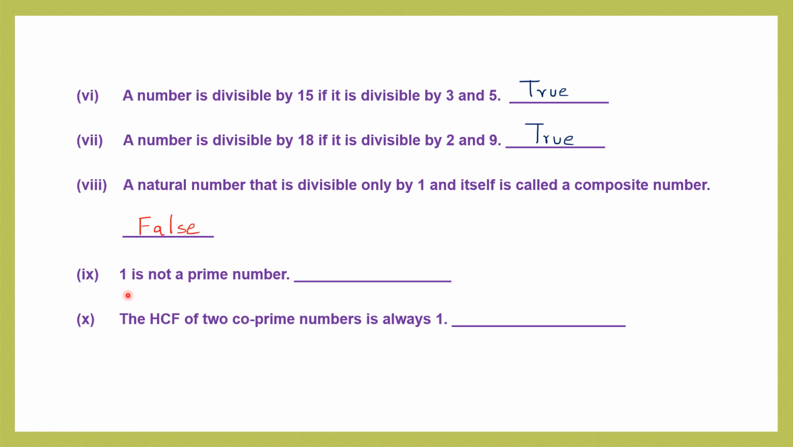Question 9. 1 is not a prime number. That statement is true. It's neither prime nor composite. It is a unique number. So this statement is true.